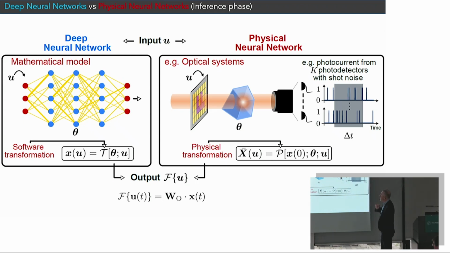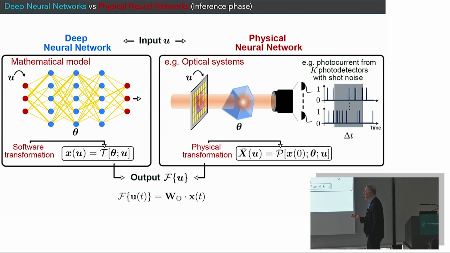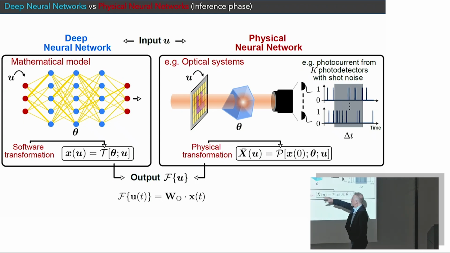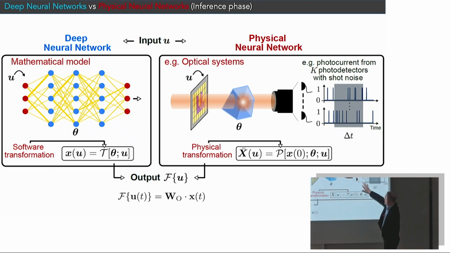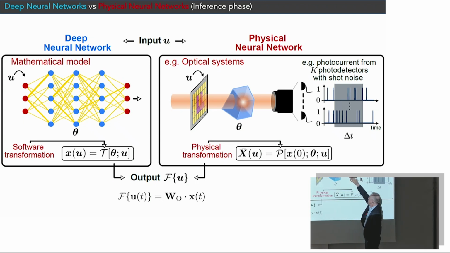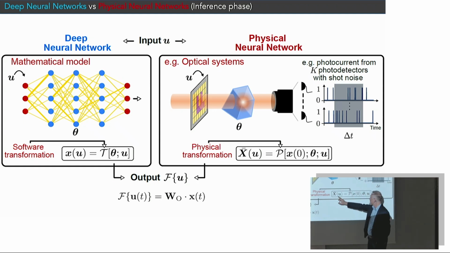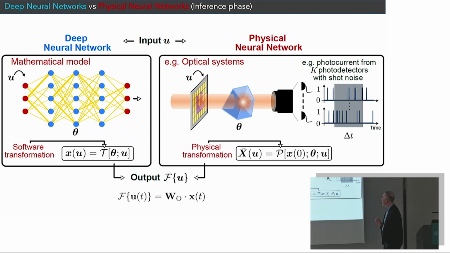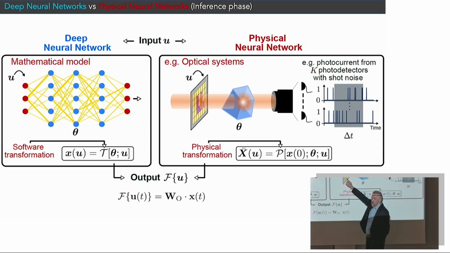Now, a physical neural network, on the other hand, is a transformation by a physical system of an input stimulus, maybe electromagnetic waves, and a measurement of this transformation, which generates a set of measured features that I will denote by capital X, which of course will depend on my input, u.